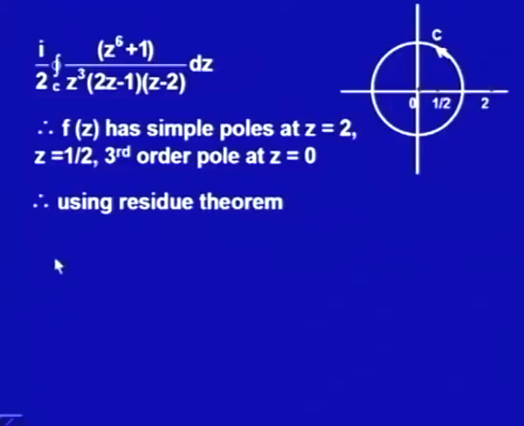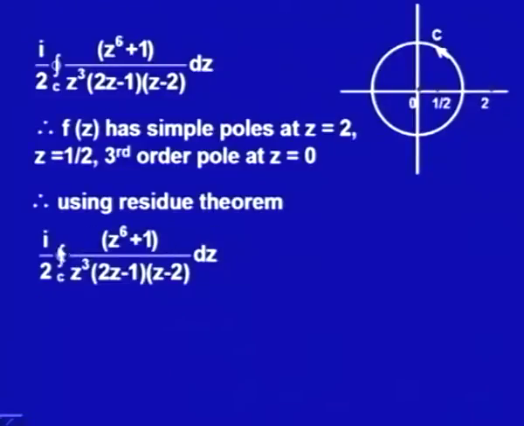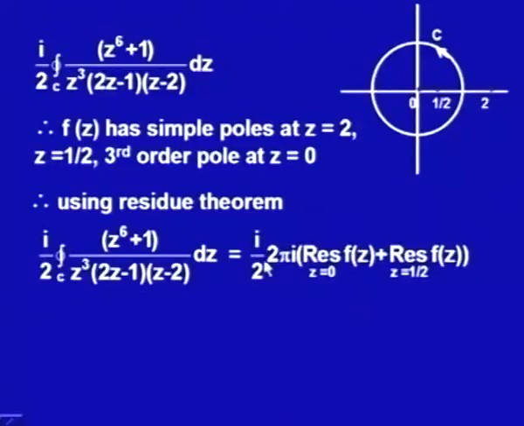So, using the residue theorem we could say that this integral i by 2 contour integration on C of z to the power 6 plus 1 upon z cube into 2z minus 1 into z minus 2 dz should be i by 2 times, using the residue theorem, 2 pi i times the residues at z is equal to 0 and at z is equal to half. So, we have to calculate the 2 residues at z is equal to 0 and z is equal to half.